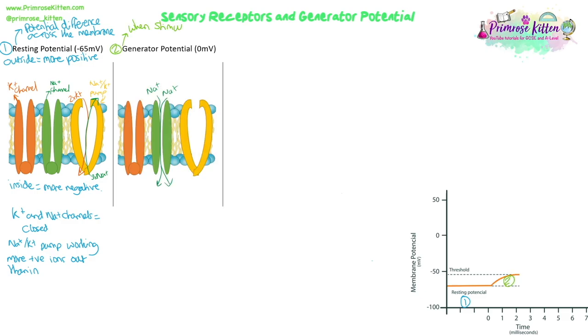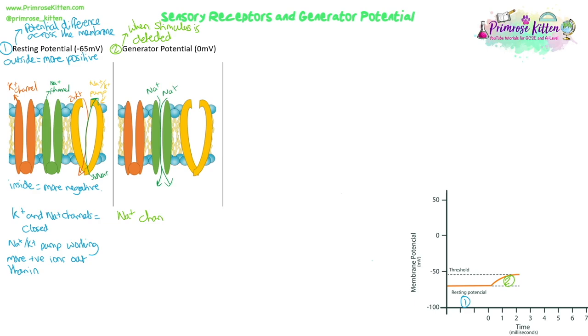Okay, so then what happens when the stimulus is detected? The stimulus starts to happen, and it first starts to be detected by the receptors. We start creating what we call a generator potential. So you'll see here we've gone from minus 65 millivolts to about 0 millivolts. So that means we've got more positive, or we've got less negative.